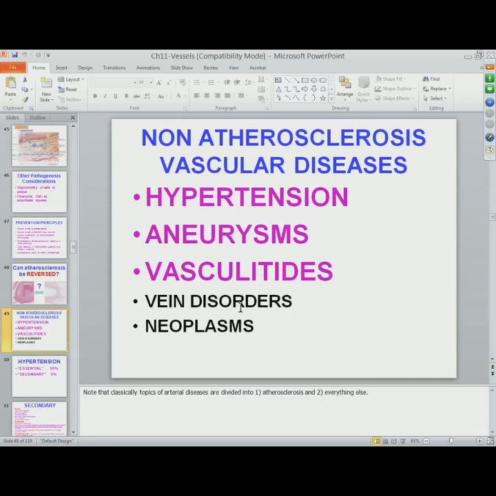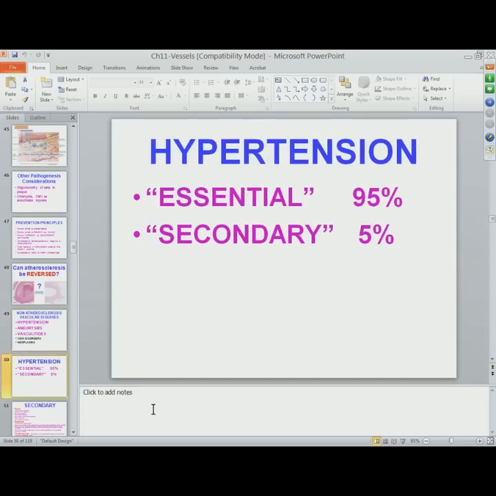We'll say a little bit about veins, because the chapter is on blood vessels and we've been spending all our time on arteries, and then get into a few principles of the neoplasms of blood vessels. Blood vessels are connective tissue, so a malignant neoplasm might have the word sarcoma after it, although some of them don't. Hypertension, very simple.